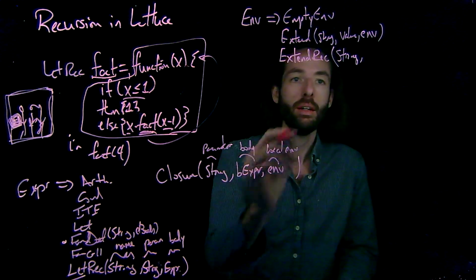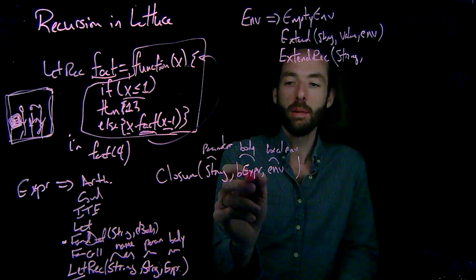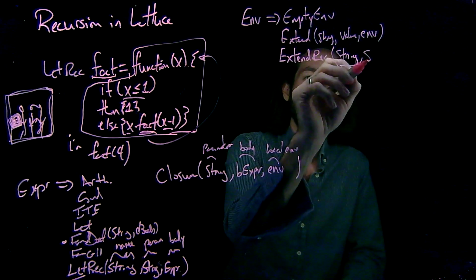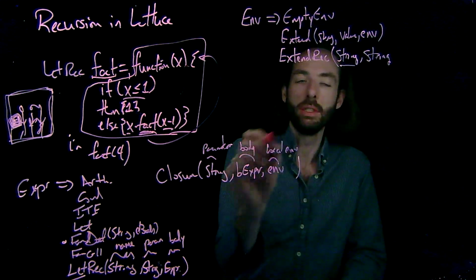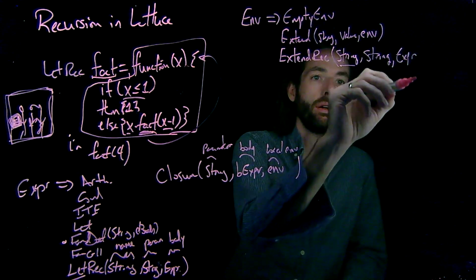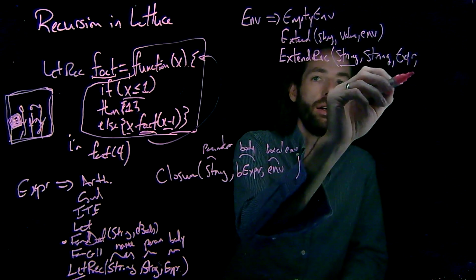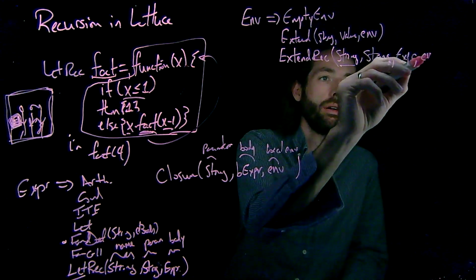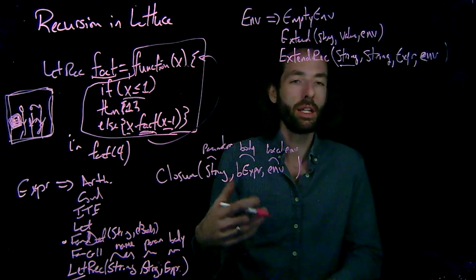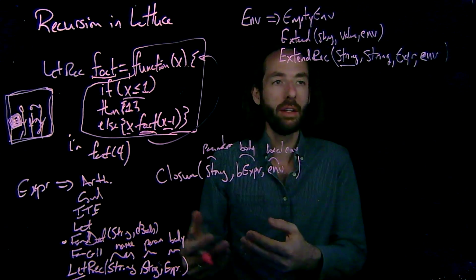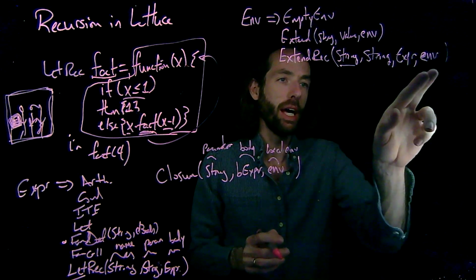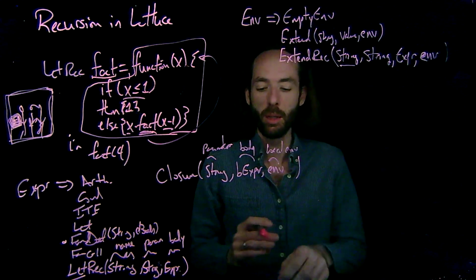So we're going to do the same thing. We're going to keep around the name that it's bound to. We're going to have the parameter name, which is another string. We're going to have the body, which is going to be an expression. And then we're going to have the local environment when we defined it. Because we still want static scoping, so we want to keep track of all of the variables that we have defined up until we define our recursive function. So we want to keep track of that environment, but we're going to do something a little tricky when we do the lookup.